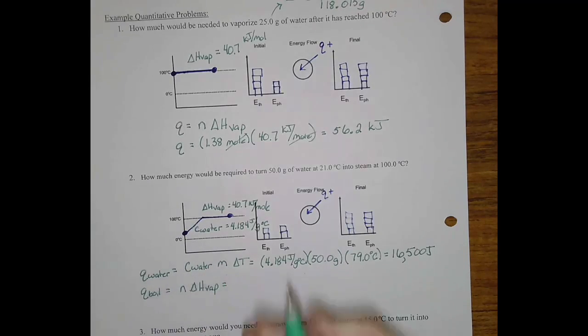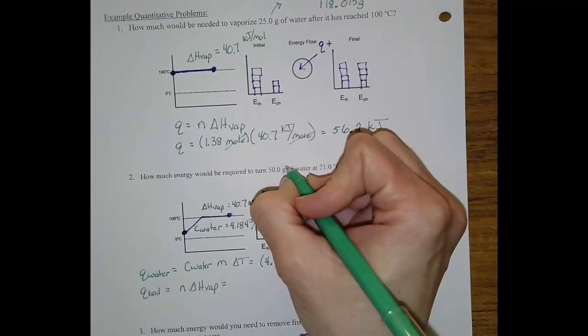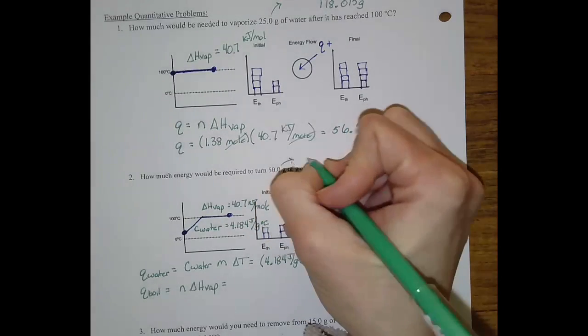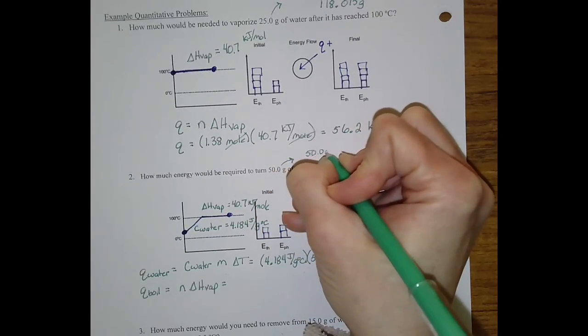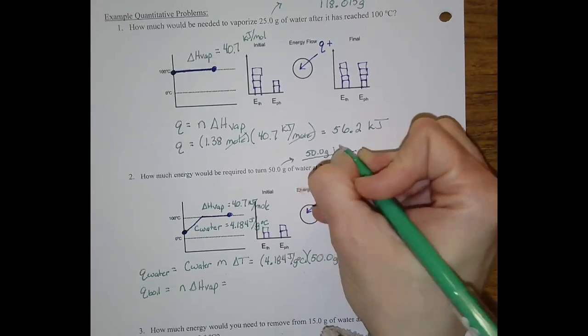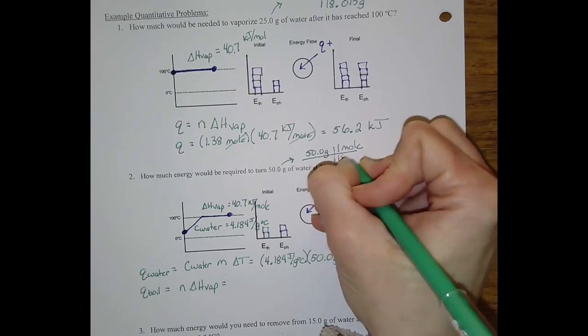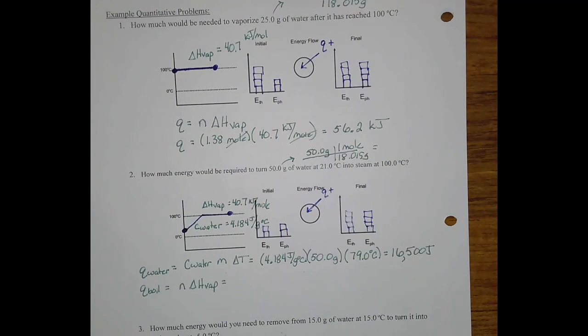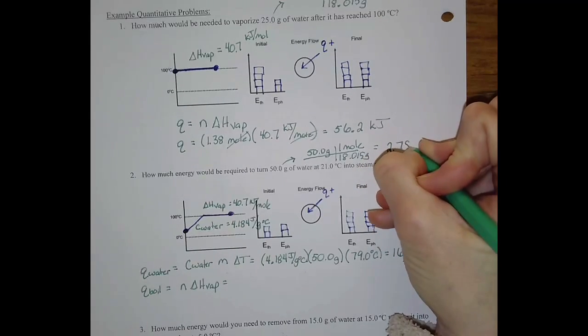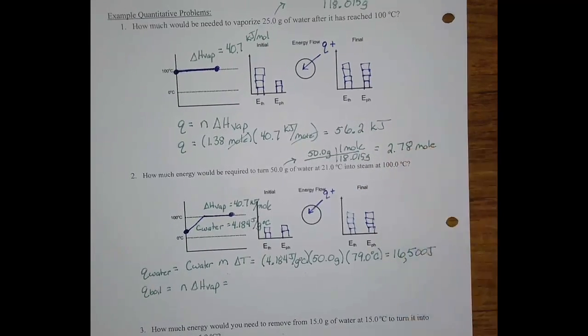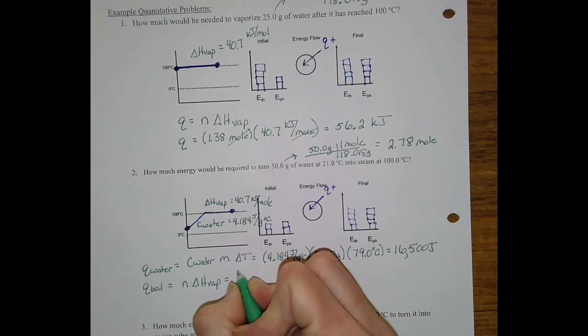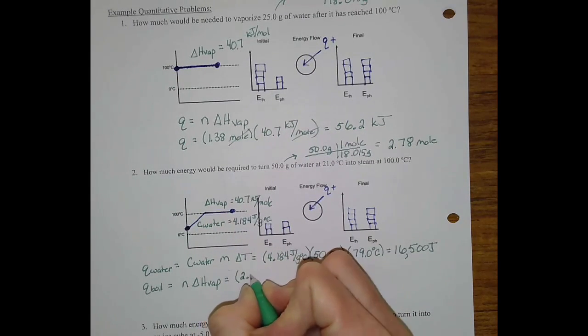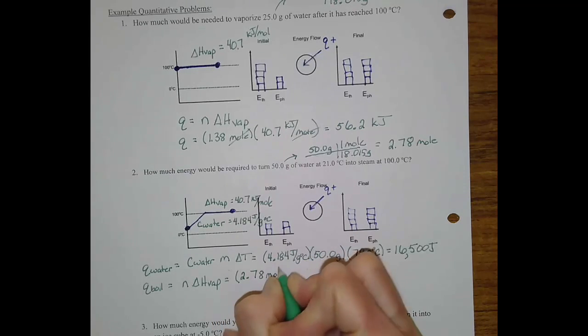To cross the plateau, we're going to need to know how many moles of water we have. So we can do this again. 50.0 grams, 1 mole per 18.015 grams. Should be twice as much as we had before. 2.78 moles. So to boil it, we know how much it takes to boil 1 mole. We just have to upscale.